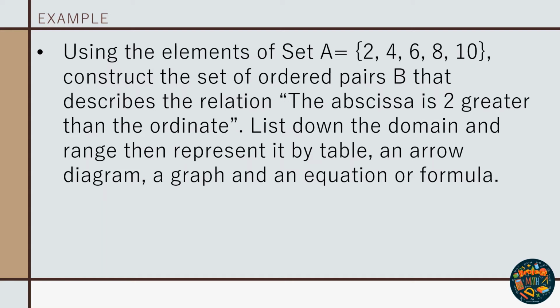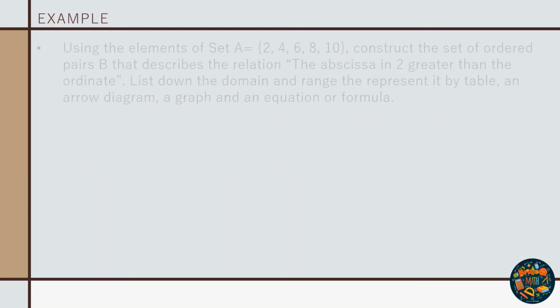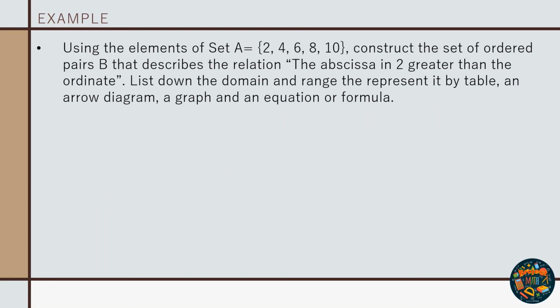Again, the abscissa is 2 greater than the ordinate. So, we are going to list down the domain and the range, then represent it by table, arrow diagram, graph, and equation. So we have the domain, we have there 4, 6, 8, and 10. Paano nangyari yon? Kasi sabi niya doon sa domain niya, ang domain ay 2 greater than the ordinate.